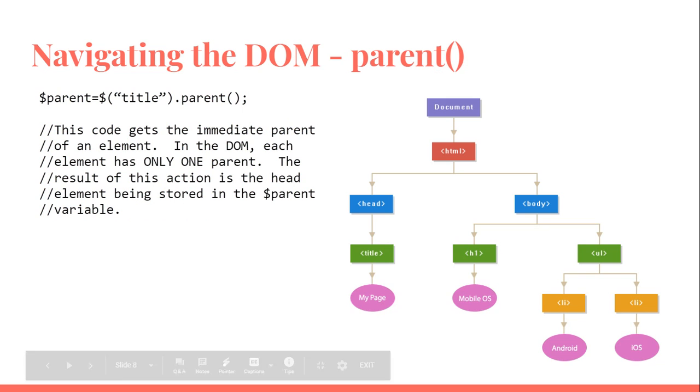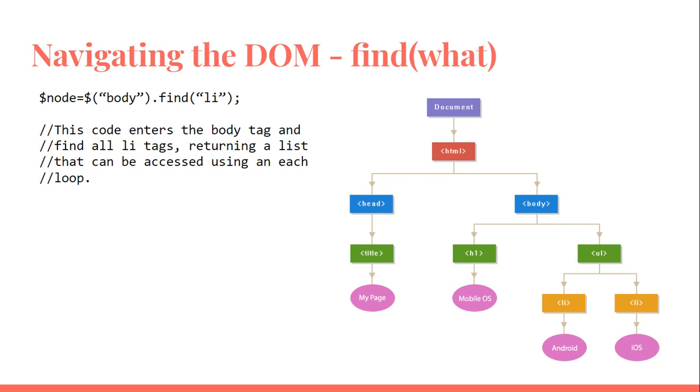Parent goes up the chain. So remembering that each element only has one parent. So if I go to title and I find the parent, that is the head. That's now stored in this variable, and I can do whatever I want with it. I can change it, I can alter it, I can get rid of it, all those kinds of things. I can find something. I can find a tag, I can find a class, I can find an ID.